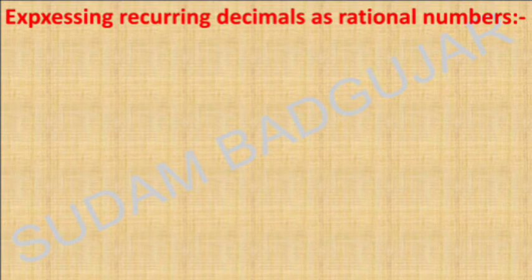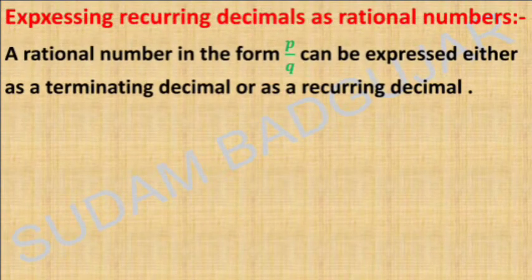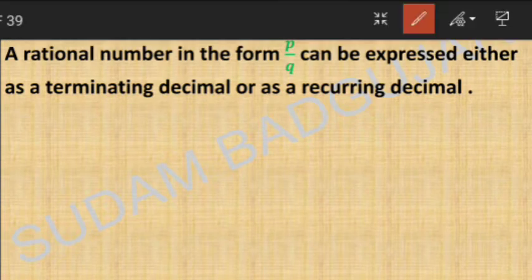Now, the next important part is expressing a recurring decimal as a rational number. You are familiar with rational numbers. A rational number in the form of P upon Q can be expressed either as a terminating decimal or as a recurring decimal. What is meant by rational numbers?